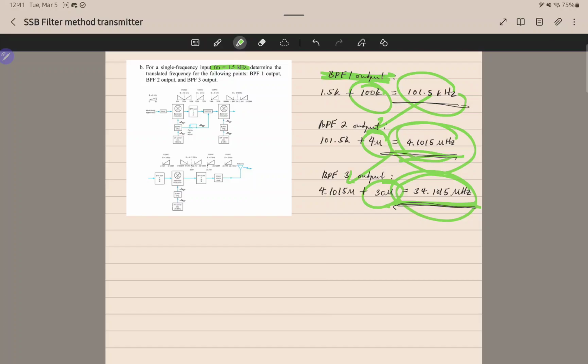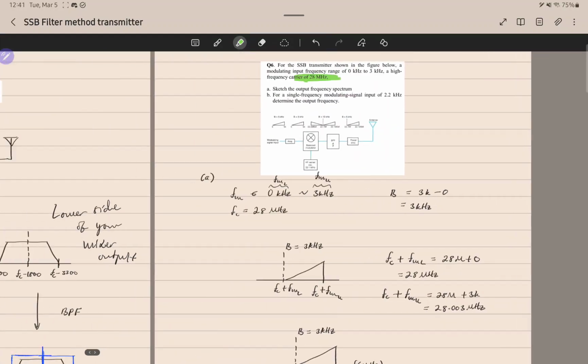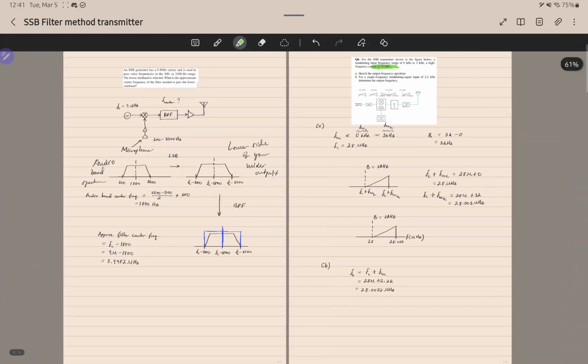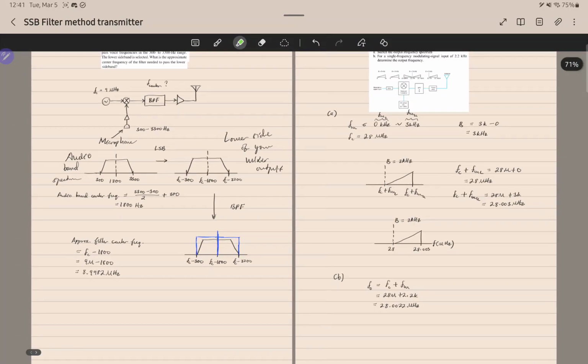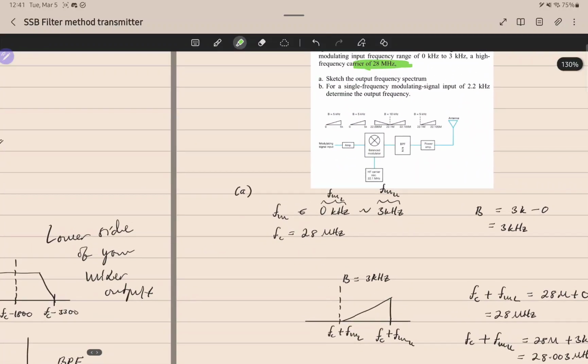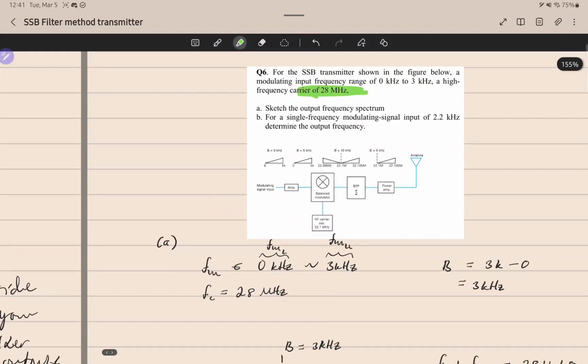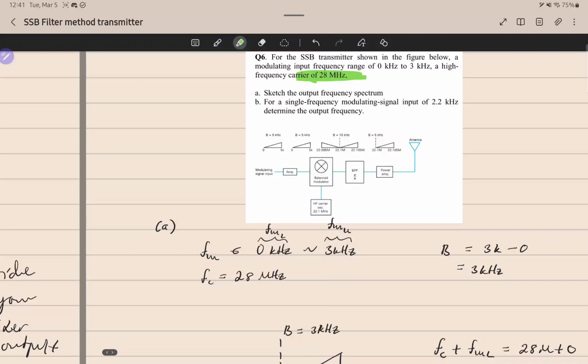But what if you want to skip all these steps and just have one step? So that's where the single conversion filter type comes in. You do all that addition in one step. For example, in this question, the frequency carrier is 28 megahertz. So you add 28 megahertz in one step. You don't decompose it into 10, 10 and 8. You don't decompose it at all. You just add 28 megahertz.